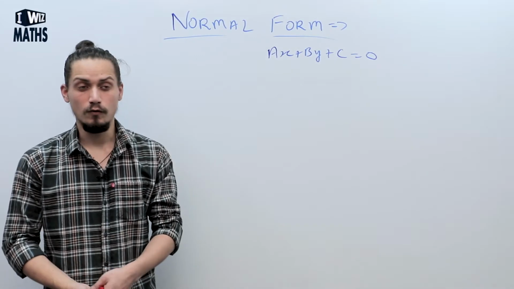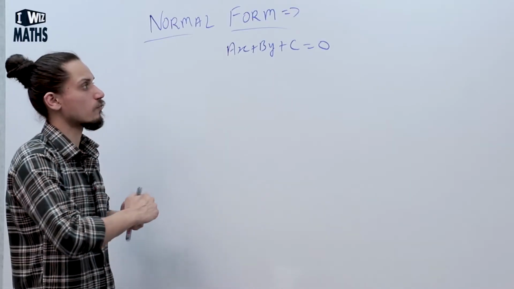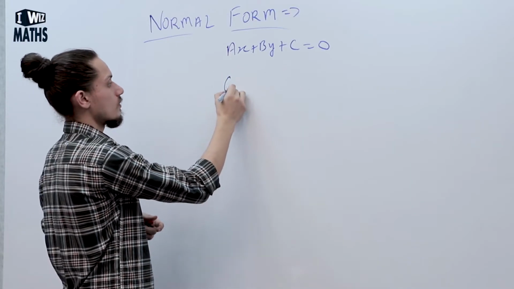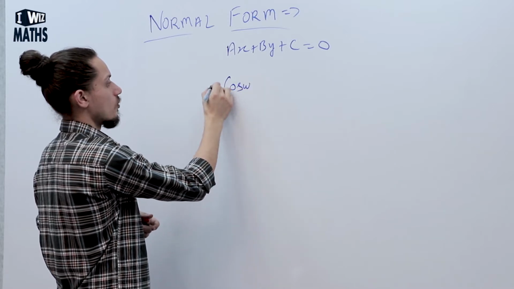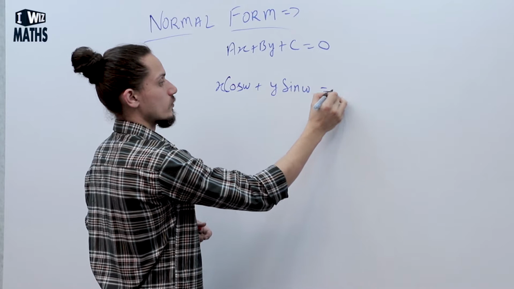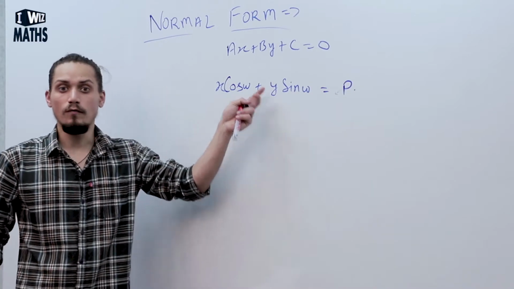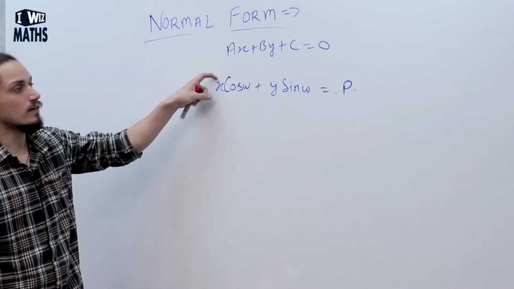Next form is normal form. Now we know the general equation of line is ax plus by plus c, and normal form of this equation is x cos omega plus y sin omega is equal to p. This is the normal form of this equation. But how do we get here from here?